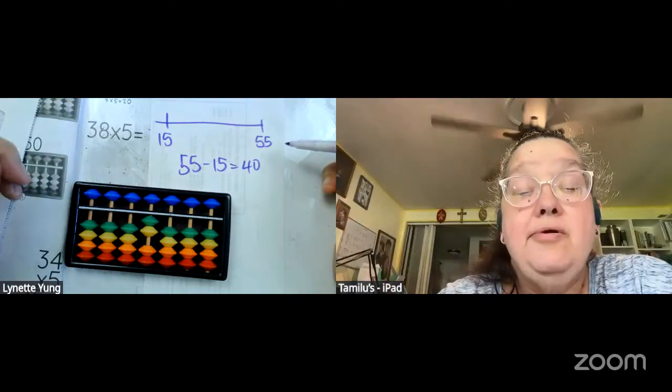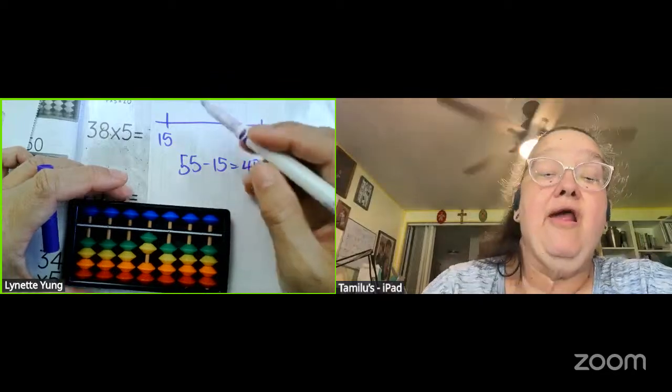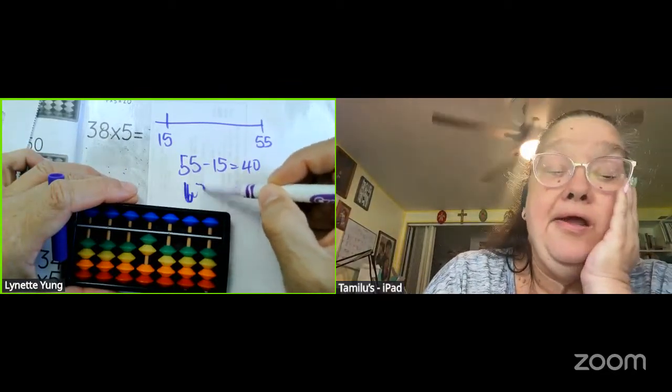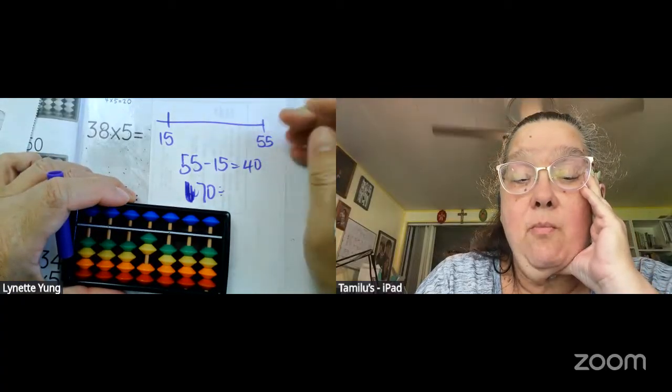Add them together. Hold on. So 6, 7, so 70. Add them together, and then it's like what Tammy said, you're finding the difference.